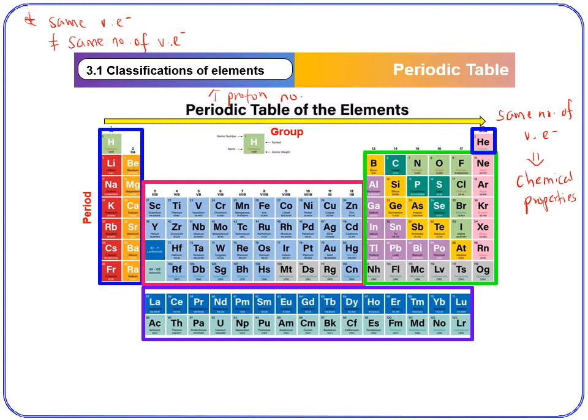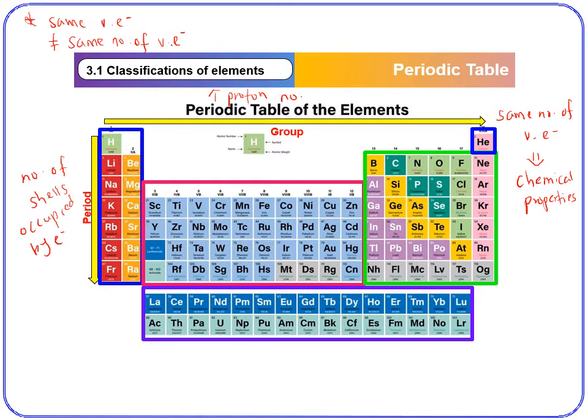Okay, so aside from the vertical columns, there are another 7 horizontal rows. All these 7 horizontal rows represent the number of shells occupied by electrons.